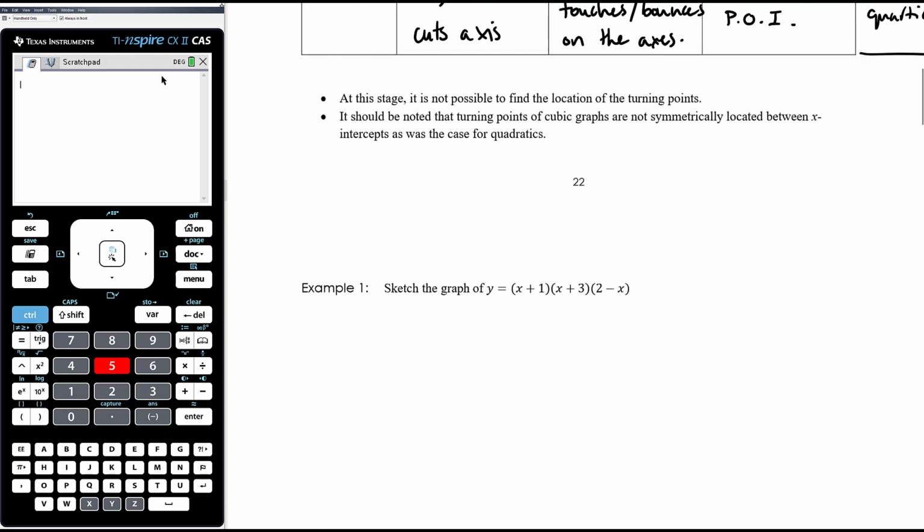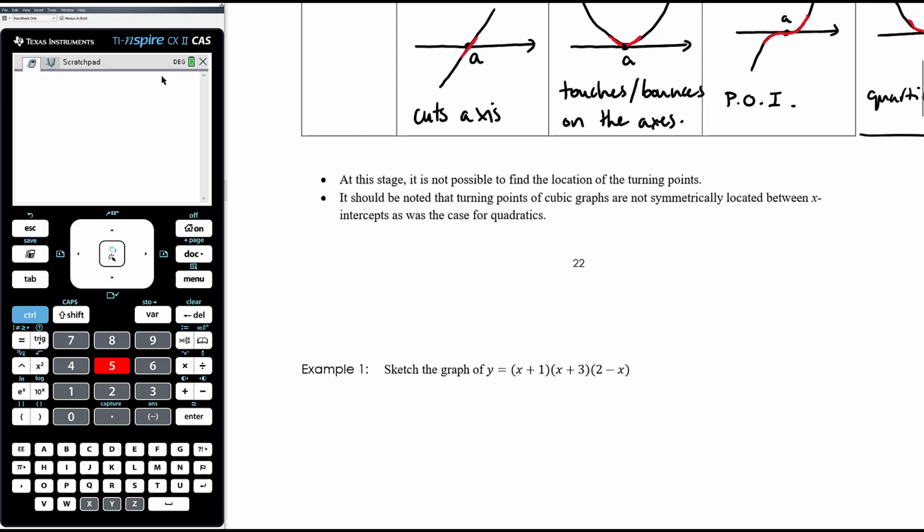As I said, at this stage it's not possible to find the location of the turning points, unless they're on the axes, so we don't need to mark those for now. We're not going to be able to do that until we have some calculus that we won't cover until second semester. It should also be noted that turning points of cubic graphs are not symmetrically located between the x-intercepts, as was the case for quadratics. So we don't try and draw it to look symmetric. We just focus on getting a nice smooth cubic shape going through our various points, and we certainly can't calculate the coordinates of the turning points by using any symmetry.